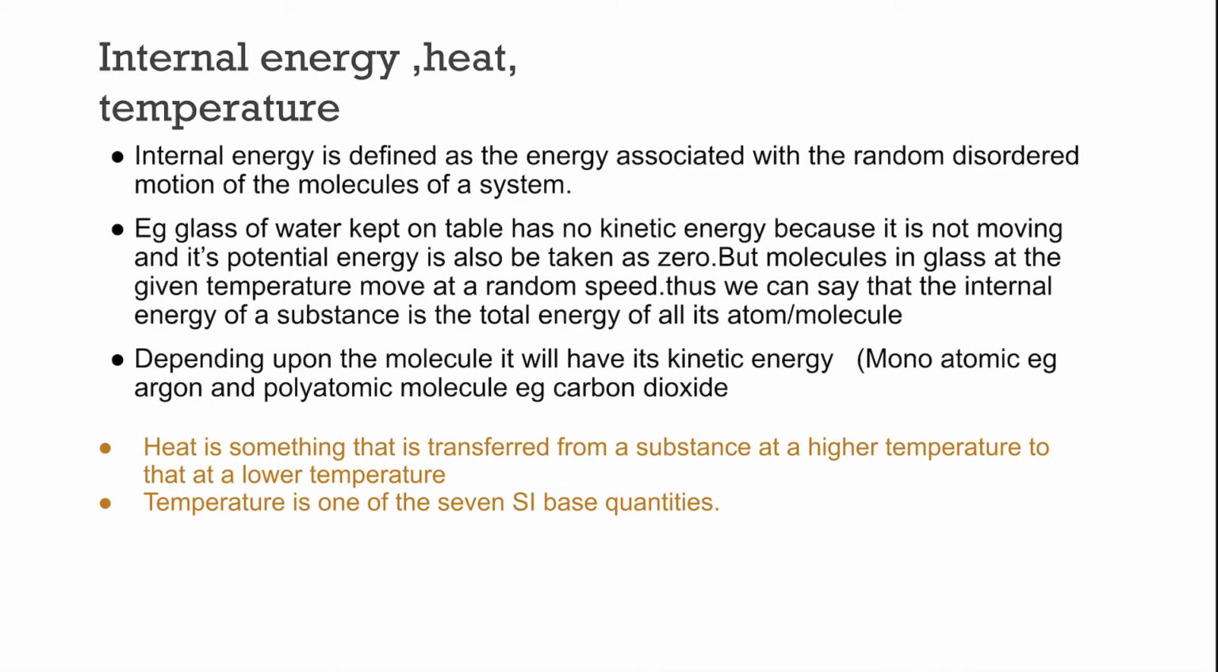Depending upon the molecule, it will have its kinetic energy. As you have seen, it is moving at random speed, and we also know the kinetic energy formula is half mv square. So if it has some velocity, then it will have some kinetic energy also. Depending upon the type of molecule, it will have different types of kinetic energy.